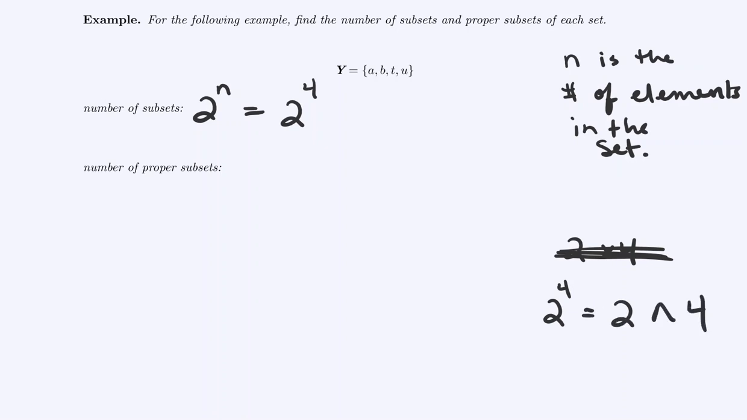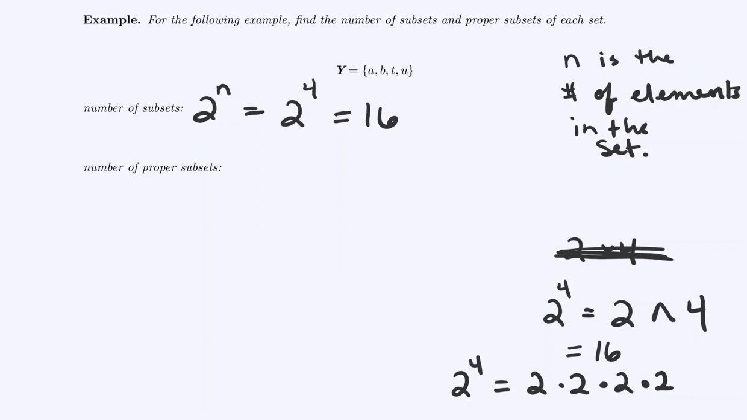But if you don't have an exponent button in your calculator, you can still find it because exponents are repeated multiplication. So 2 to the 4th is 2 times 2 times 2 times 2, 2 times itself 4 times. In either approach, we would get that these are equal to the value 16. So there are 16 possible subsets of y.